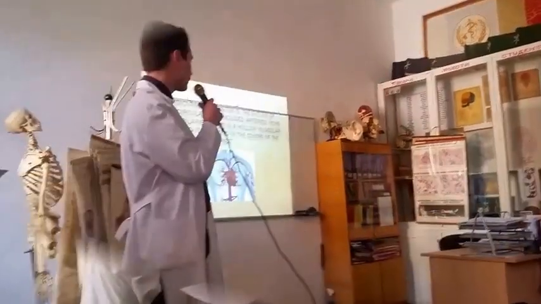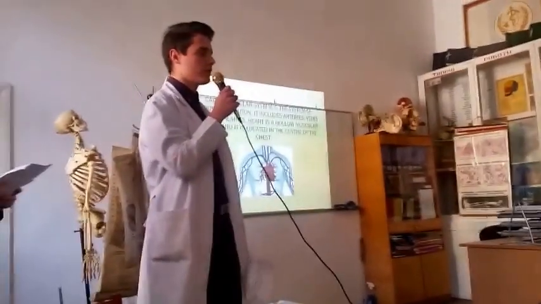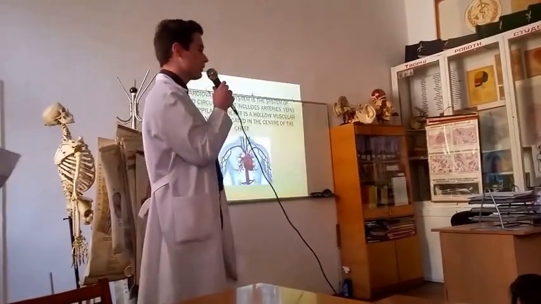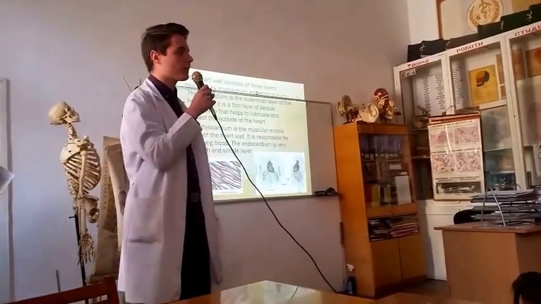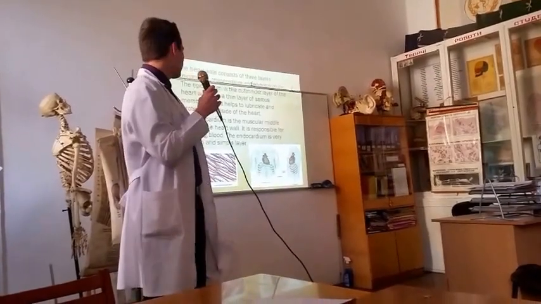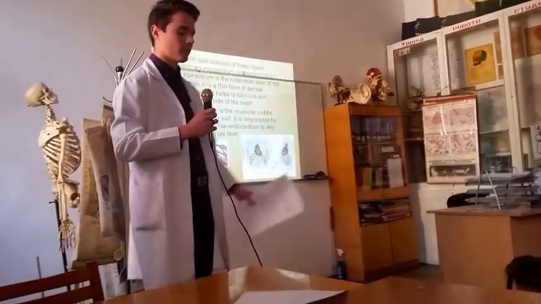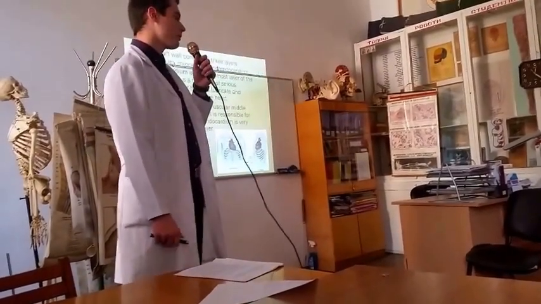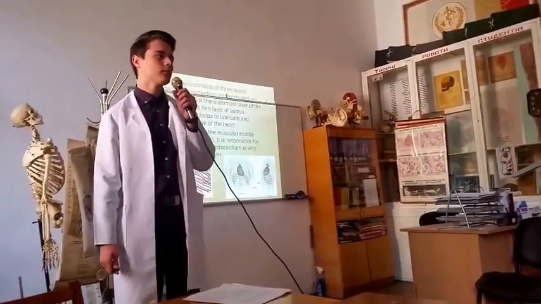Thrombosis. It consists of arteries, veins, and capillaries. Heart is a hollow muscular organ and is located in the center of the chest. The heart wall consists of three layers: epicardium, myocardium, and endocardium.